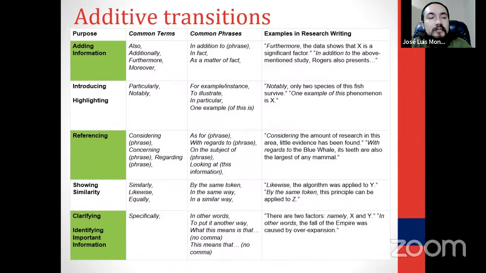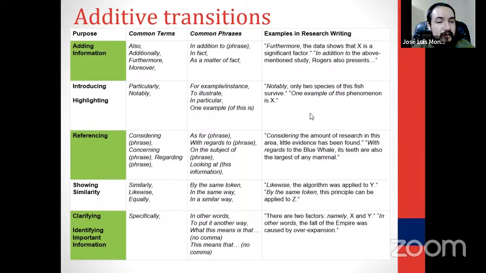Then you have introducing and highlighting: particularly, notably, for example, for instance, to illustrate, in particular, one example of this, and so on. So you are introducing something, highlighting something with that specific transitional word. It's the same idea: complete idea, period or semicolon, this transitional word, comma, the next words. Unless you don't see a comma. If you don't see a comma, perhaps you need to complete that first.